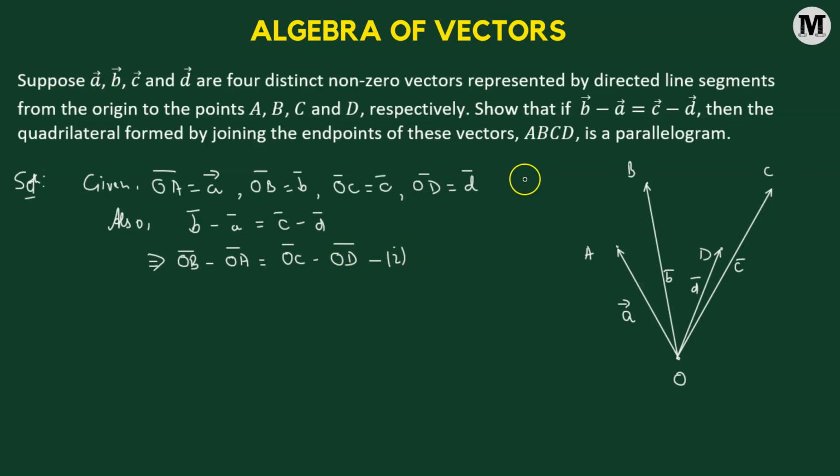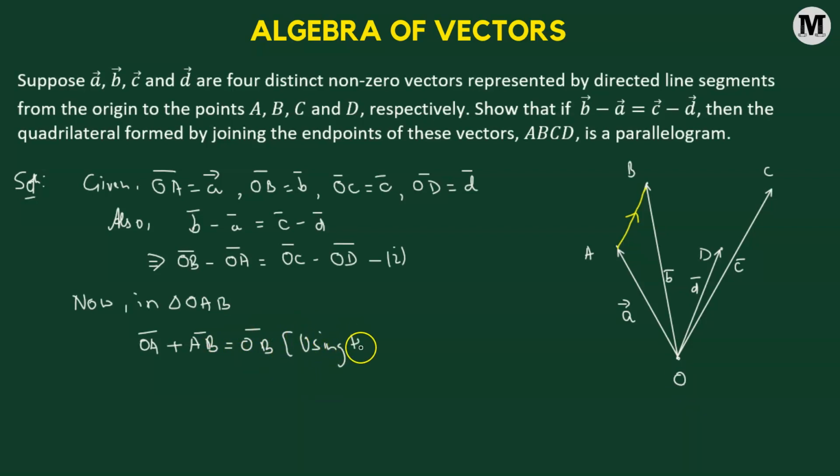Now let us do a construction. Let's join point A and point B with a directed line segment going from A towards B. Now we're going to consider the triangle OAB. In this triangle, we can apply the triangle law of vector addition to get OA vector added to AB vector, which will be equal to OB vector. So here we have used the triangle law of vector addition. So AB vector can be represented as OB vector minus OA vector. Let's label this as number 2.